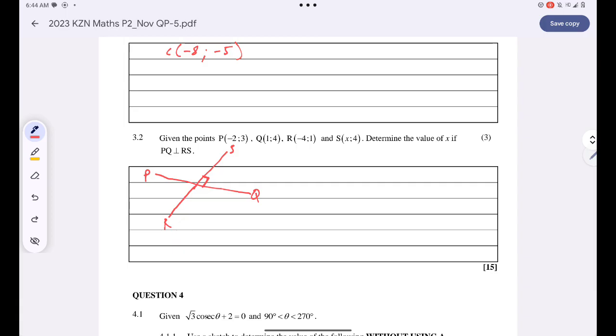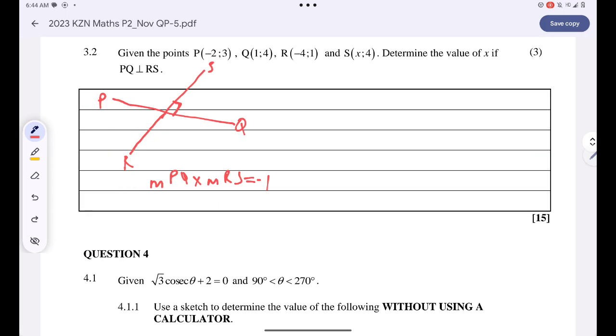Which simply means that the gradient of PQ multiplied by the gradient of RS will give me -1. So if I can find the gradient of PQ, it will be easy for me to use it in finding the coordinates of X. How can I do so?